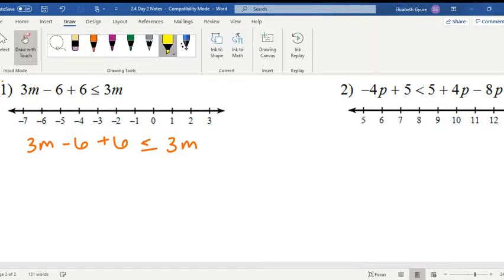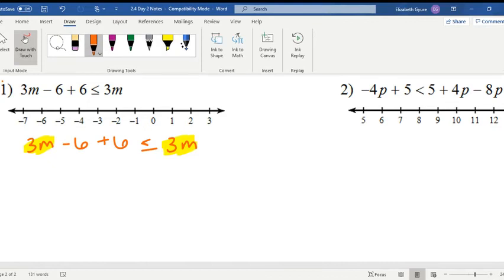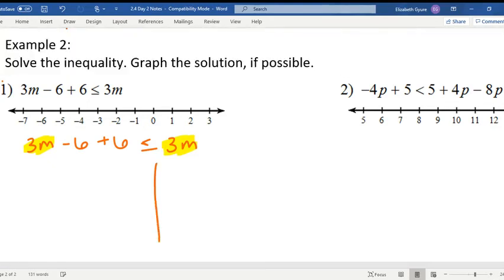We got variables on the left and the right. So let's reorganize. Should our first 3m on the left here stay or go? It is going to stay. What about our -6? He's going to go and become a what? He is going to become a positive. What about the other 6?